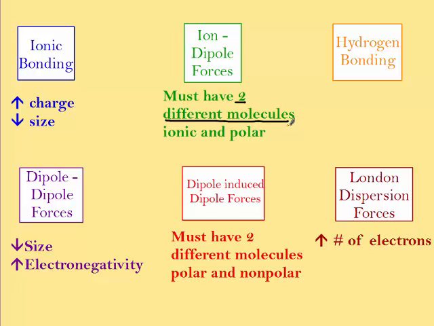Underneath ion dipole forces, write must have two different molecules, ionic and polar. It has to be two different molecules. Hydrogen bonding, you don't have to write anything underneath it. Dipole forces, write small size, high electronegativity. And remember that electronegativity increases as you go up and to the right.